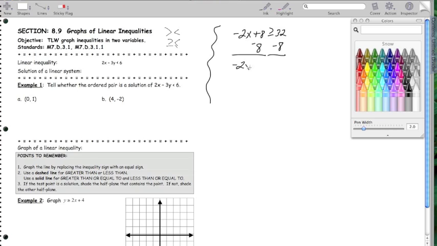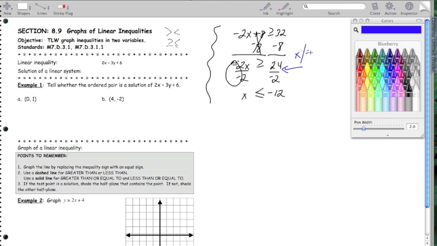Negative 2x comes down, these cancel. 32 minus 8 is 24. Now I'm going to divide by negative 2, and one rule we want to remember: when you divide by a negative, you change your sign. So now it's going to be a less than or equal to. So I'm going to get x less than or equal to negative 12. So there was that one special rule right here. When you multiply or divide by a negative, you flip the inequality sign.